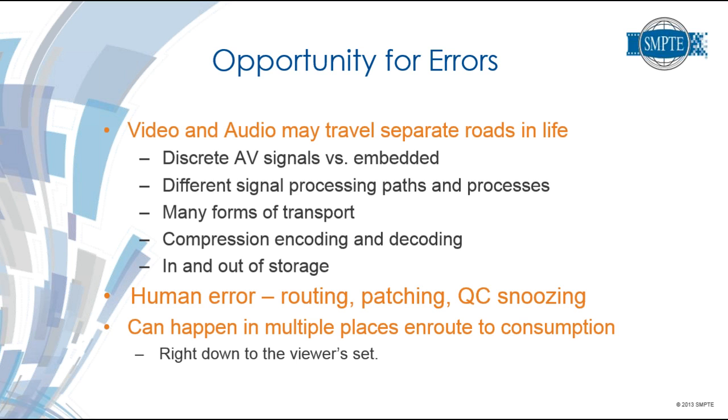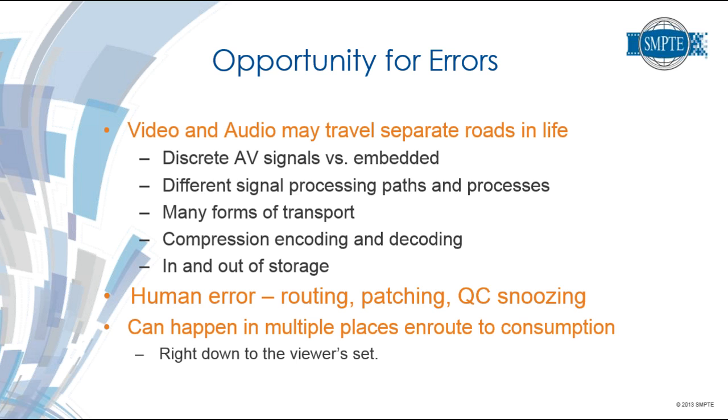The audio and video, for example, may travel on separate roads in life. These could be discrete audio-video signals in the system versus embedded audio, for example, in SDI. The audio-video may travel down different signal processing paths and through different processes with different delays over many different forms of transport with their own inherent delays. Of course, compression, encoding, and decoding is a big opportunity for errors if not correctly managed, as is storage.